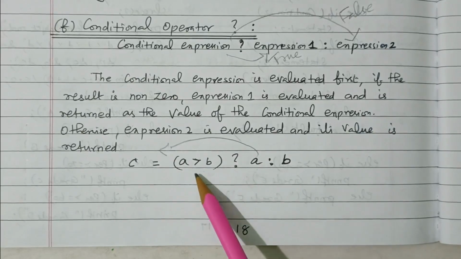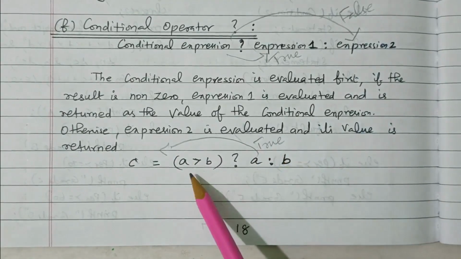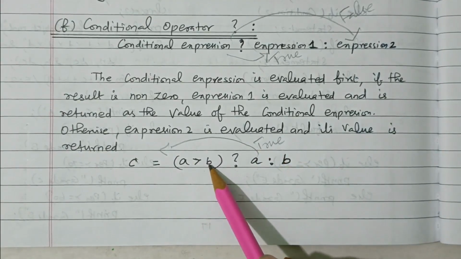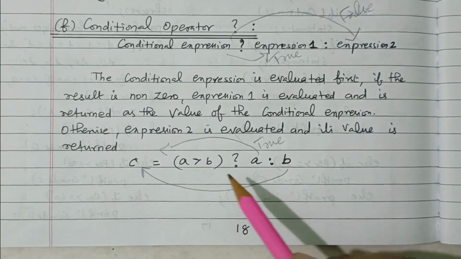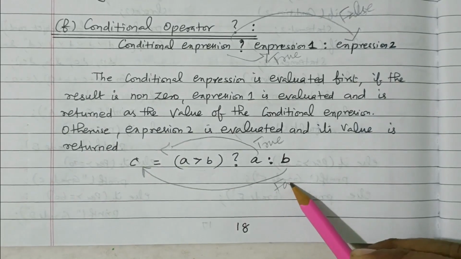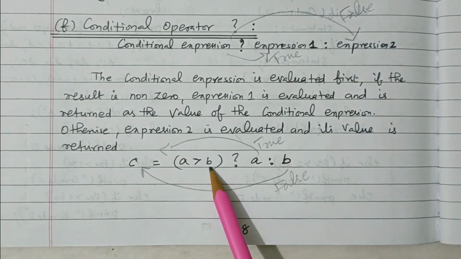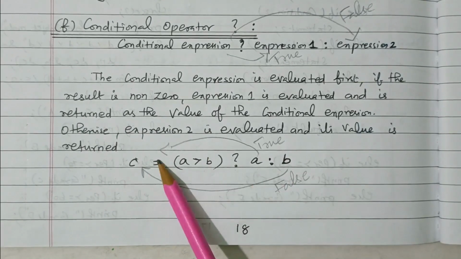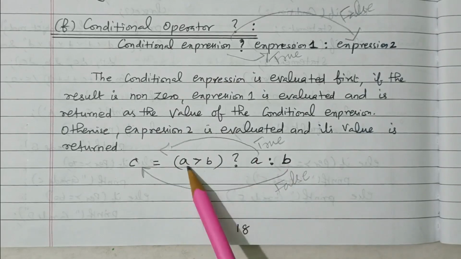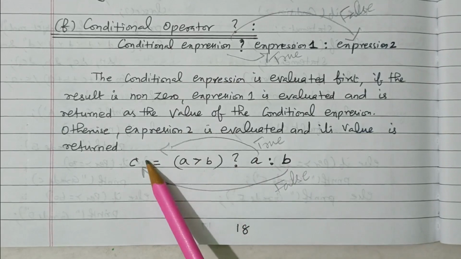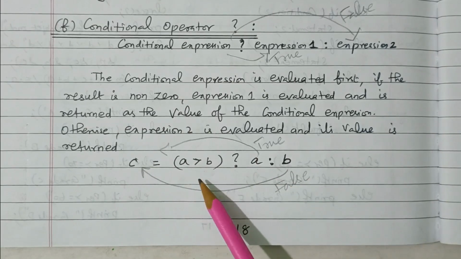A will be stored. Suppose the condition is false, that is B is greater and A is lesser, what will happen? B will be stored in the variable C for the false value. So by checking this condition, true means A will be stored, false means B will be stored. So the biggest value among A and B will be automatically stored in C, either A or B based on the condition, right?